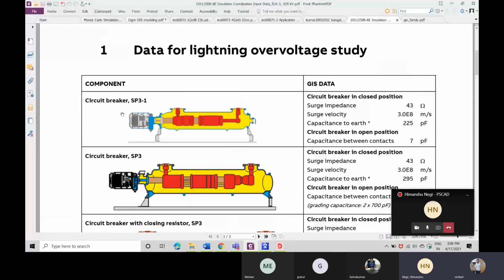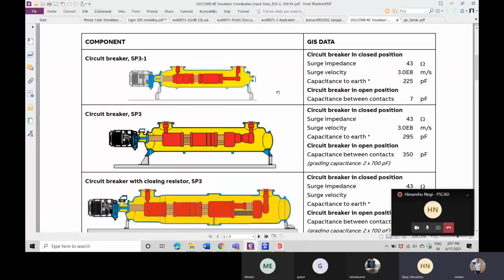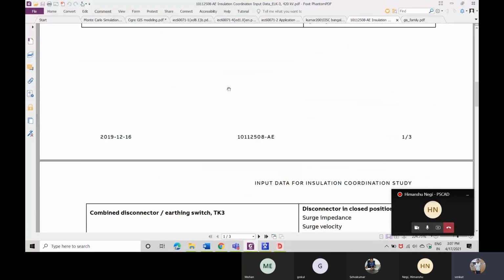But it depends on the GIS type. What happens is they might have used an SP3 circuit breaker. It differs from GIS to GIS. We need to know that. We have to get this information from the customer too: what is the type of circuit breaker they are going to use inside the GIS. That is how we have to get this data.